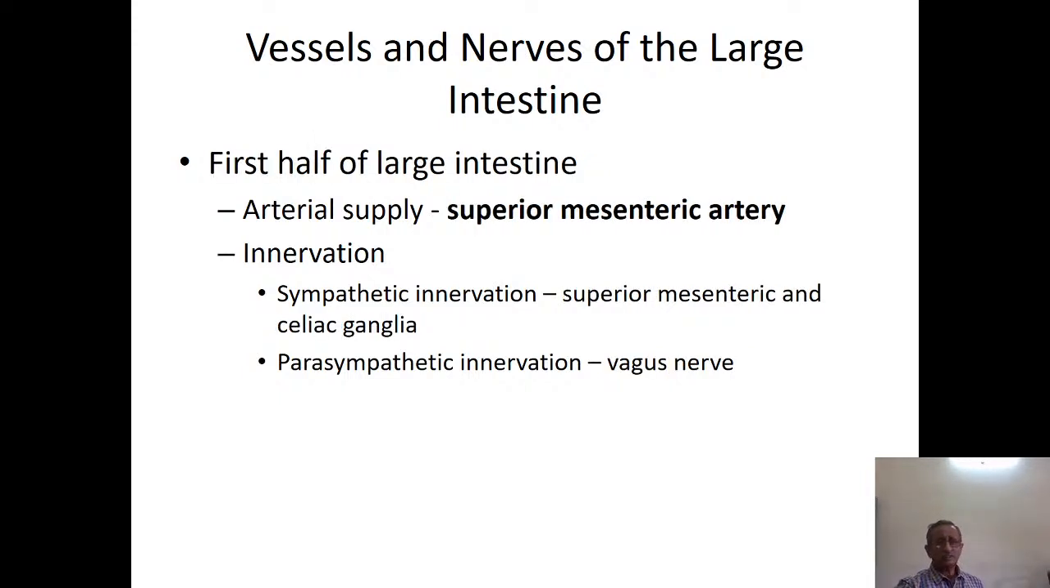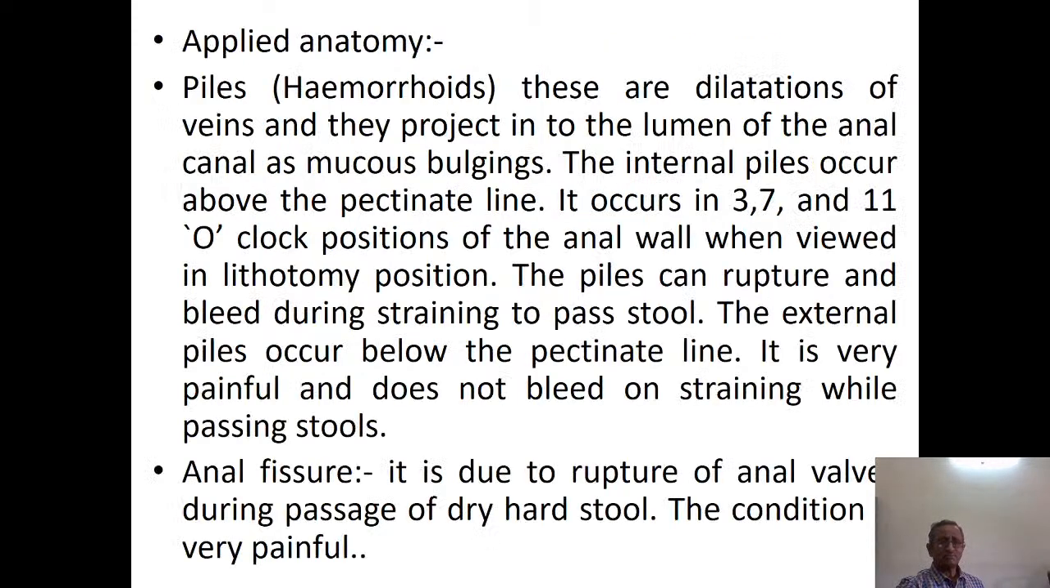The first half is from the superior mesenteric artery. The superior mesenteric artery is also supplying the small intestine, that is the duodenum, jejunum, and ileum also. And the sympathetic innervation is from the superior mesenteric and celiac ganglia. Parasympathetic is from the vagus nerve.